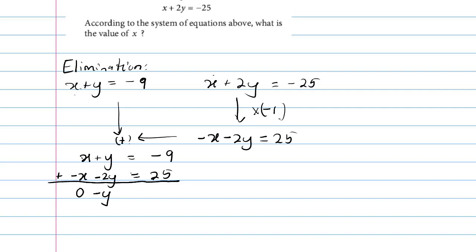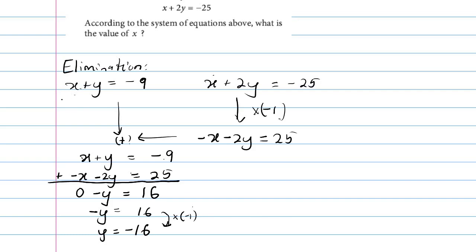Alright. As we can see, x and negative x cancel out, y plus negative 2y turns into negative y. Negative 9 plus 25 turns out to be 16. So which means negative y is equal to positive 16. And so to remove the negative sign on the y, just move the negative sign to the other side. You multiply both sides by negative 1. So this gives you y equals negative 16.